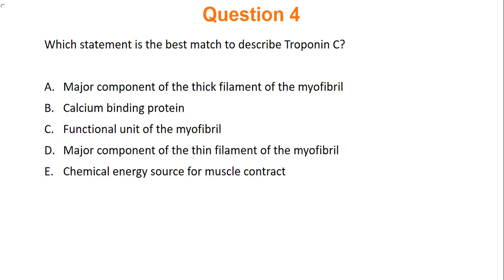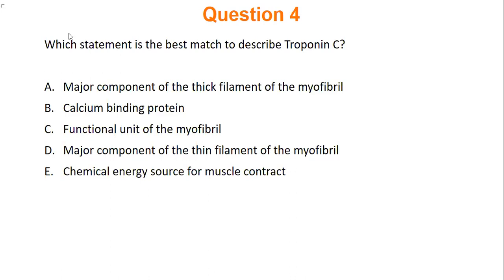So what do people think? What is troponin? There's only one answer. This is not multiple answer. This is multiple choice. So calcium binding protein, B. Yeah, that's what it is. It's a calcium binding protein, right?